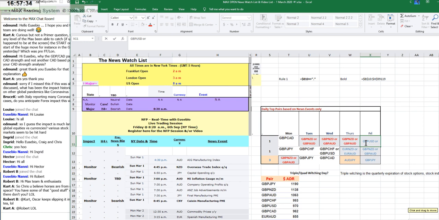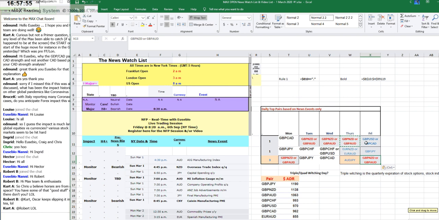Yeah, we have the non-farm payroll, so it's important to consider two pairs. I was trying to see if I already had it written. Okay. Then the pound yen. Yep. And then the pound Kiwi or pound Aussie.